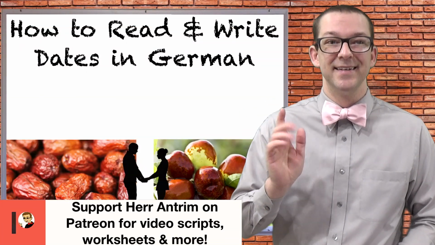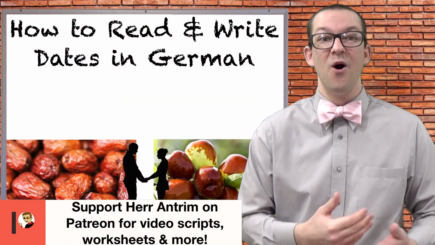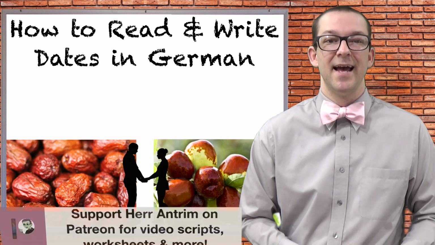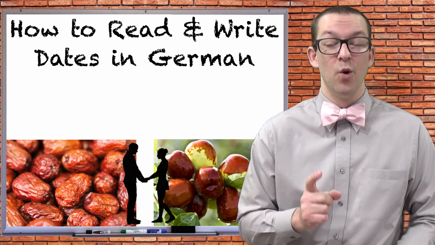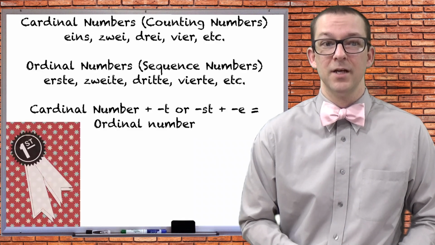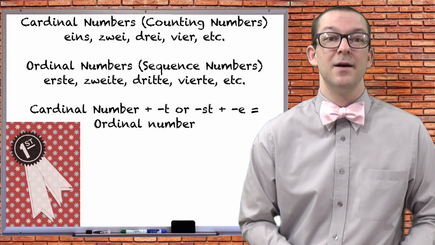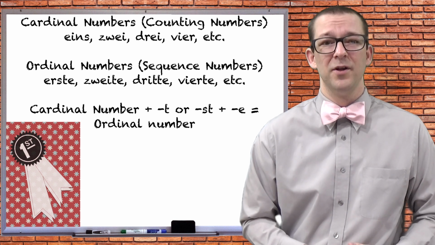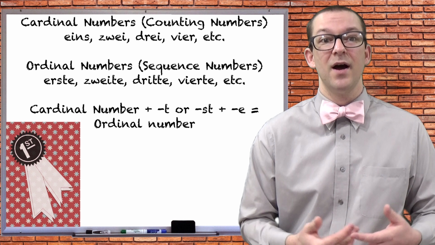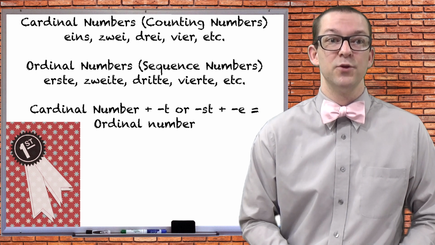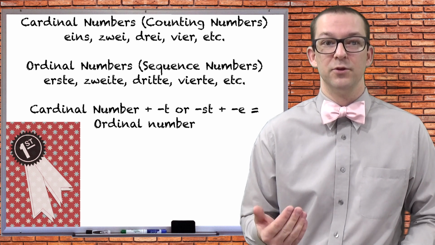Hallo Deutschlerner! Today I'm going to explain to you all about dates in Germany. And no, I'm not talking about going out with a person of romantic interest, nor am I talking about the awful fruit. The first step in this process is learning about ordinal numbers. Ordinal numbers are things like first, second, third, and so on.